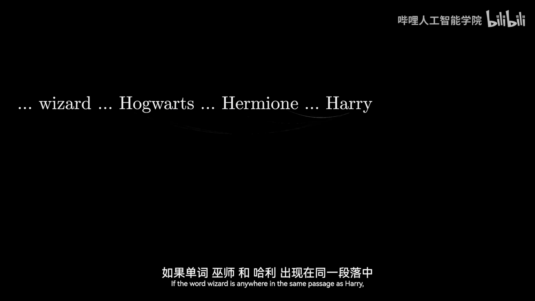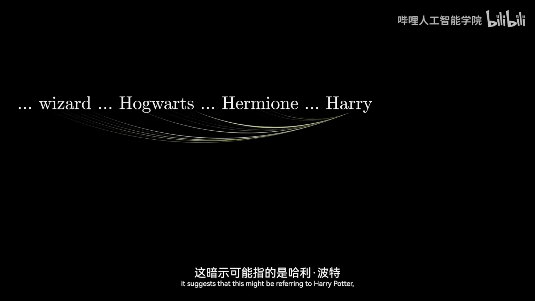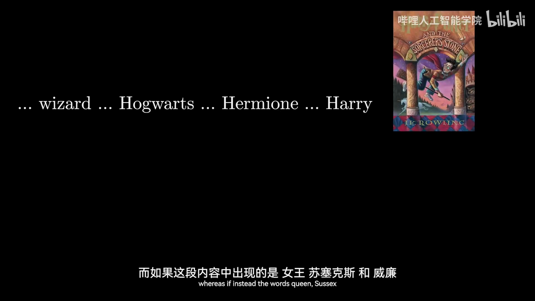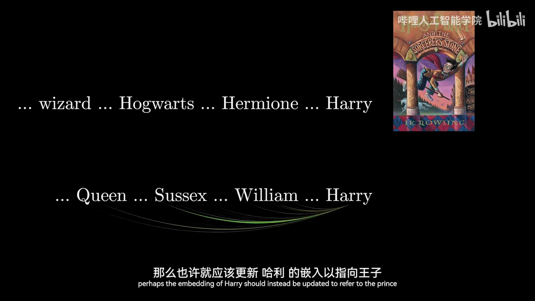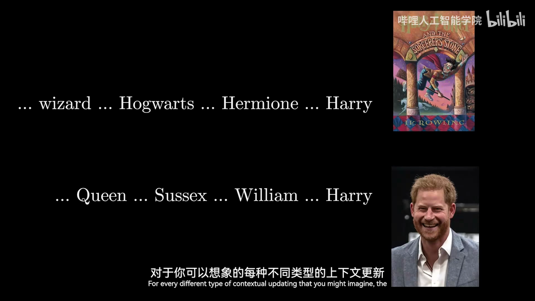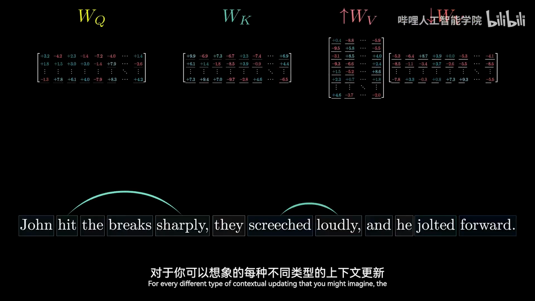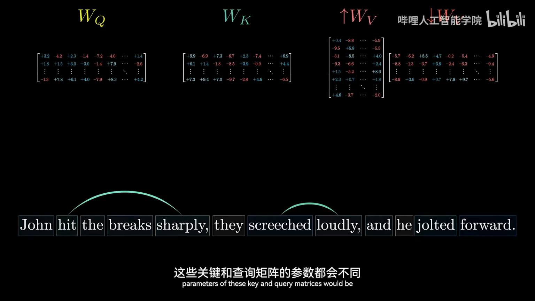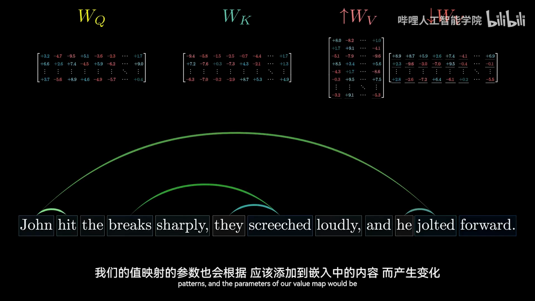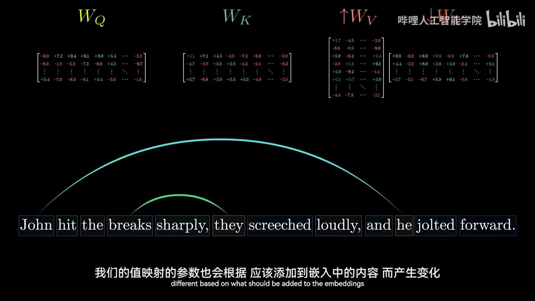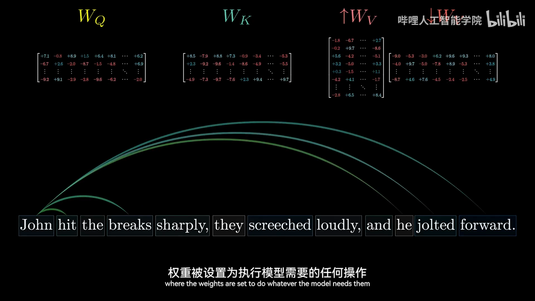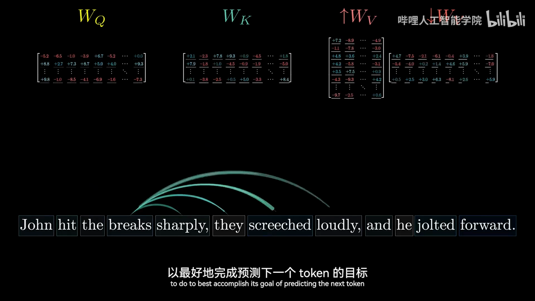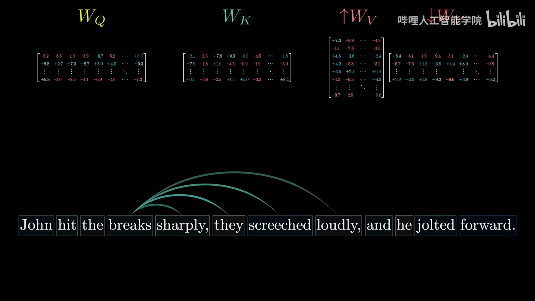If the word "wizard" is anywhere in the same passage as Harry, it suggests that this might be referring to Harry Potter. Whereas if instead the words Queen, Sussex, and William were in that passage, then perhaps the embedding of Harry should instead be updated to refer to the prince. For every different type of contextual updating that you might imagine, the parameters of these key and query matrices would be different to capture the different attention patterns, and the parameters of our value map would be different based on what should be added to the embeddings. And again, in practice, the true behavior of these maps is much more difficult to interpret, where the weights are set to do whatever the model needs them to do to best accomplish its goal of predicting the next token.